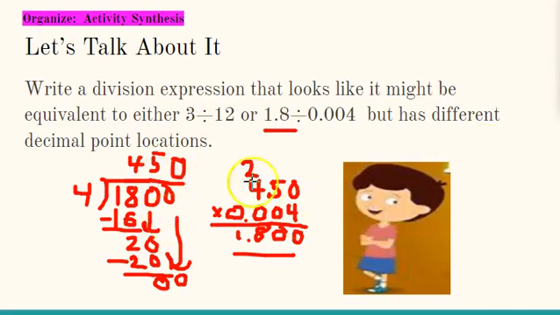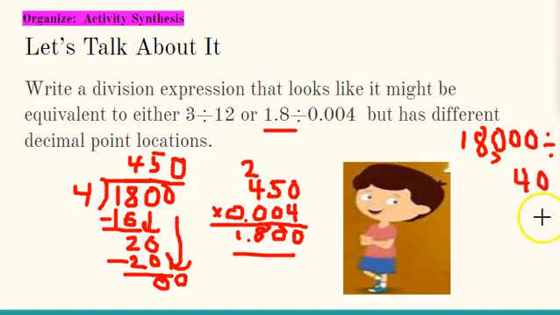You know, we could have made these into like 18,000 divided by 40. There's a ton of ways that we could shift that decimal around, but again, it's about moving it by the same power of 10 on both parts of that division.